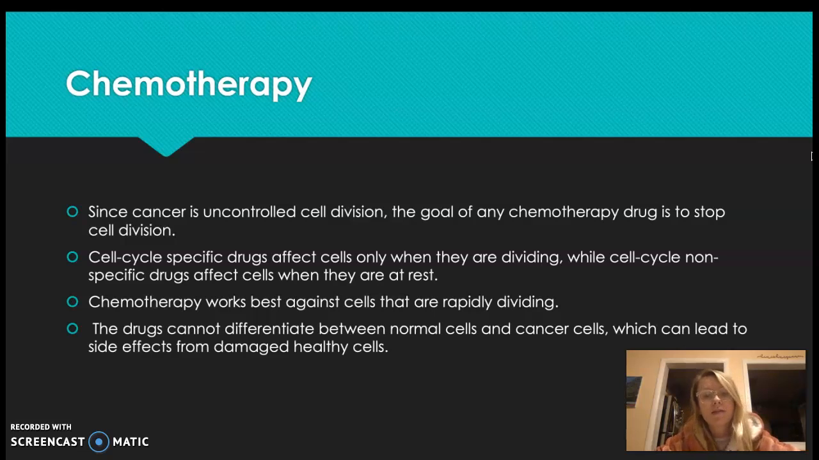Chemotherapy works best against cells that are rapidly dividing, so there's more cells dividing, so they have more of an opportunity to stop it in its tracks. Drugs, unfortunately, can't differentiate between normal cells and cancer cells, and so this can lead to side effects for the patient due to damaged healthy cells.